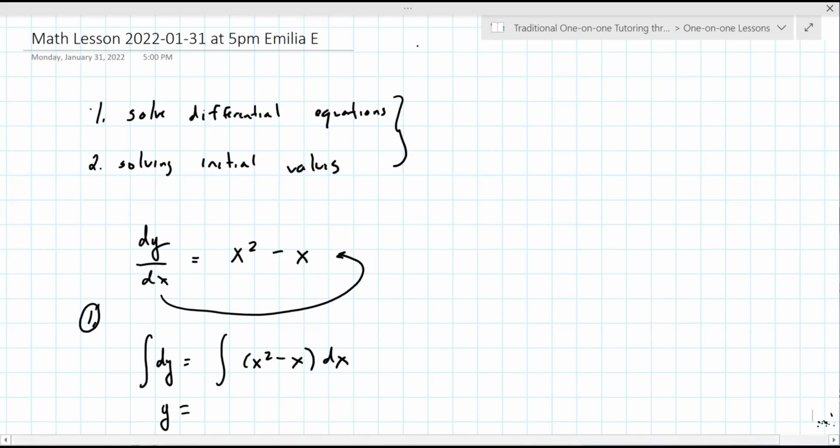So like the antiderivative? Exactly. Okay, so x cubed over 3 minus x squared over 2? Yes, 1/3 x cubed minus 1/2 x squared.